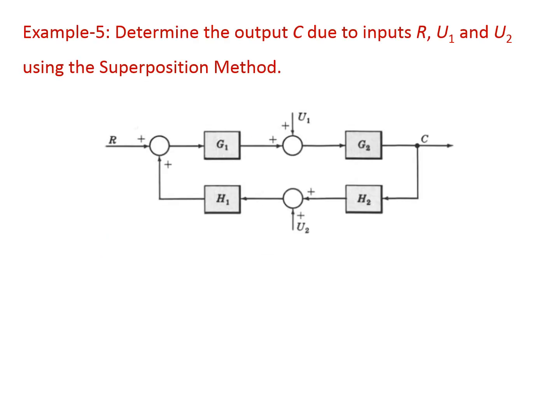Next problem is to determine the output C due to inputs R, U1, U2 using the superposition method. This is the given block diagram, consisting of inputs R(s), U1(s), U2(s), and output C(s). Now we have to determine this C(s) due to these three inputs. This is also very important in JNTU exams.